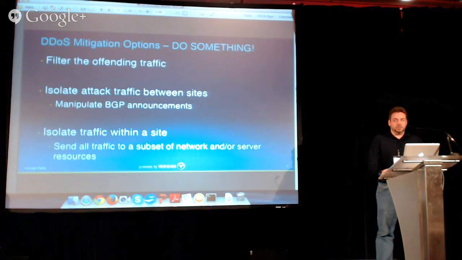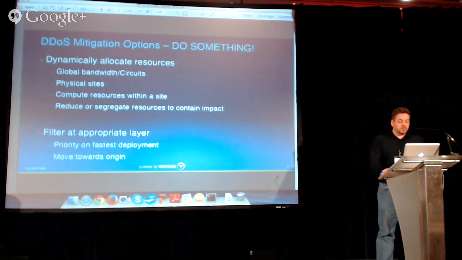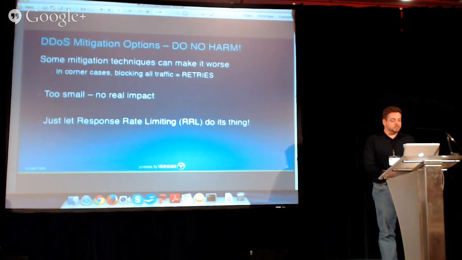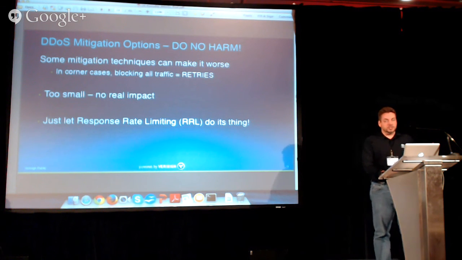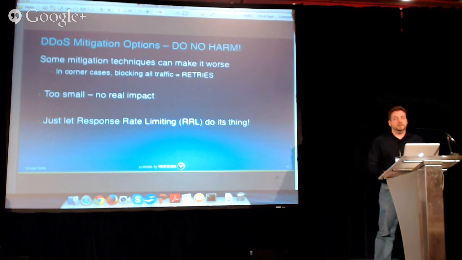We also have the option of isolating the traffic within the site, and we can dynamically allocate more servers to handle the traffic, or we can move the servers around as we need to. As I mentioned in the last slide, we can dynamically allocate resources with many of the tools we've written between our physical sites, between our bandwidth and our circuits, and we can always filter at the appropriate layer, whether it's load balancer or the name server. One of the options that we really have to consider is that filtering is not always the best solution for a traffic event, and we'll talk about that in the next couple of seconds.